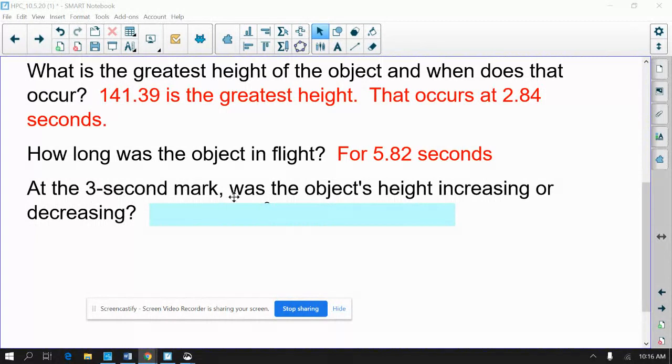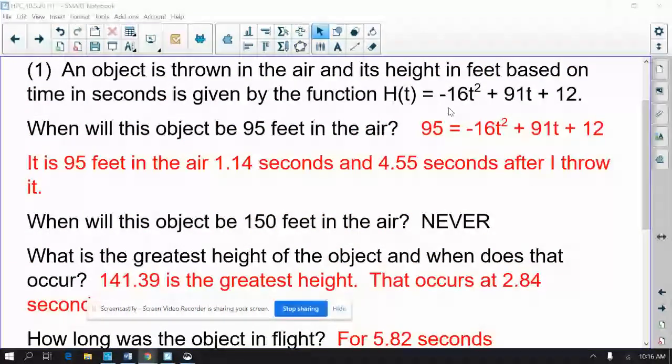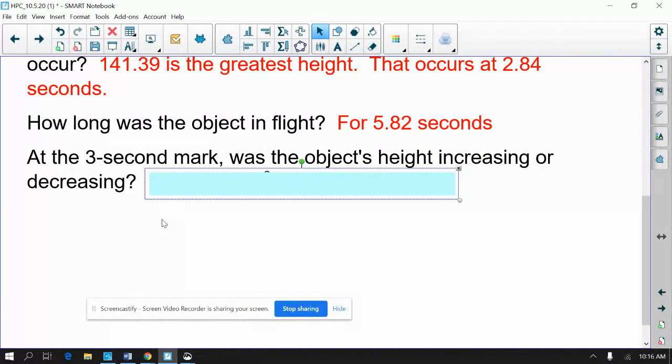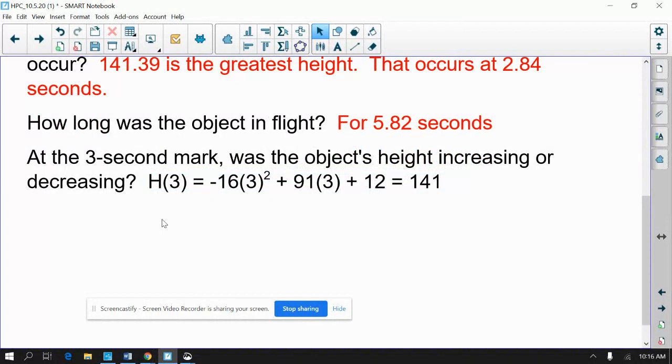At the 3-second mark, what is the object's height? Was it increasing or decreasing? Well, don't forget about this formula. This formula tells me the exact height of this object if I know the time. And I know the time. The time is 3 seconds. So if I plug in 3 into t, I discover it's 141. So at 3 seconds, it is precisely 141 feet in the air.